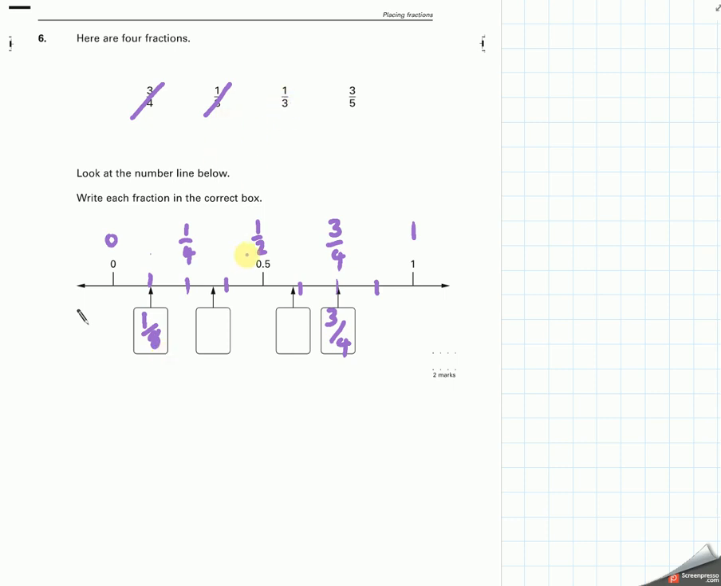1/3 is between a half and a quarter. The bigger the denominator with the same numerator, the smaller the value. So down here we're getting to 1 over 20, 1 over 90, 1 over 100. So 1 over 3 is between 1 over 2 and 1 over 4 going downwards. So there's 1/3, and by elimination I'm left with 3/5.